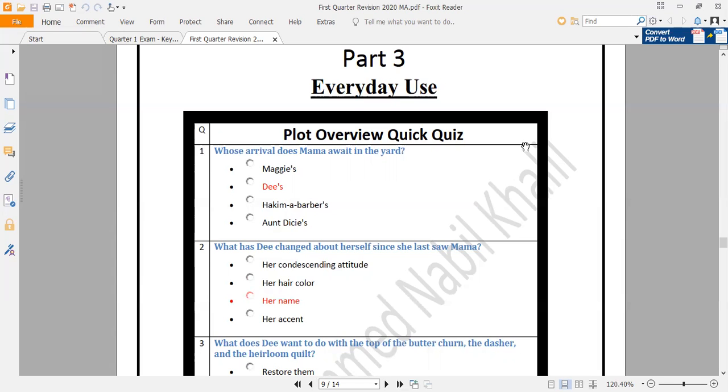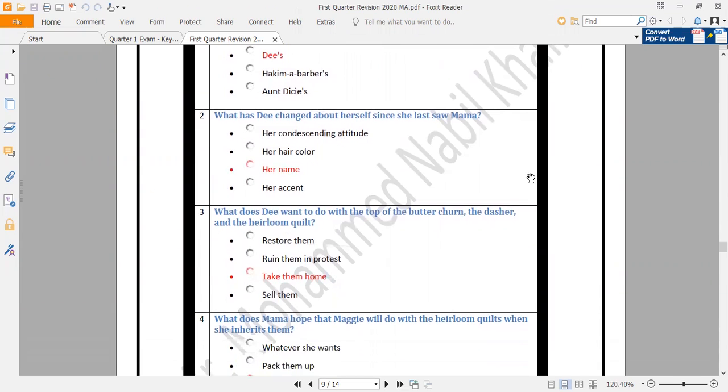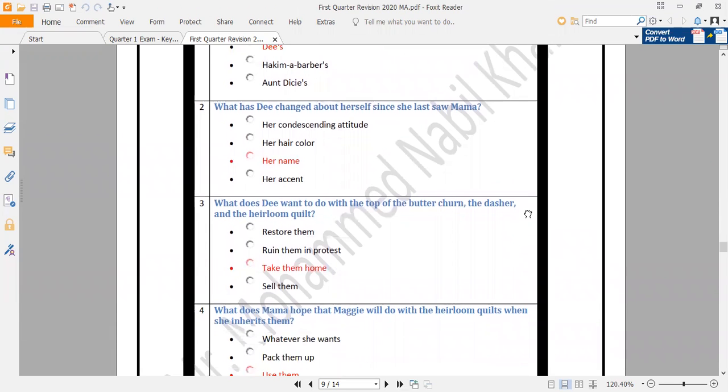We already know that Mama was awaiting these. So the question 1, whose arrival does Mama await in the yard? It's these. We're gonna go through them quickly. Number 2, what has Dee changed? We know that she changed her name, of course, from Dee to Wangero.